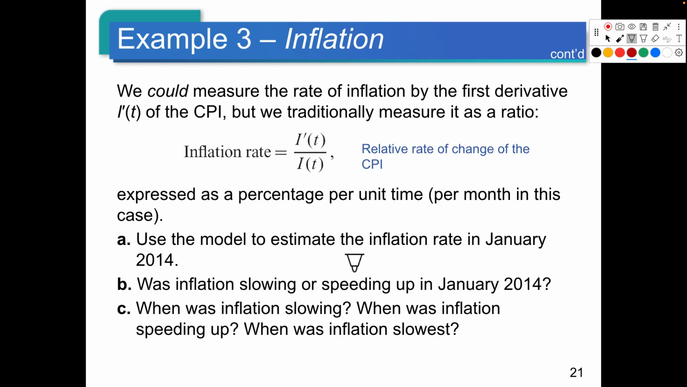It's going up. And what economists do is they don't report the CPI necessarily by itself, but they want to report the change. So when they do the inflation rate, they do the rate of change of the CPI divided by the CPI itself. So it's kind of a hybrid. It's a relative rate of change of the CPI.